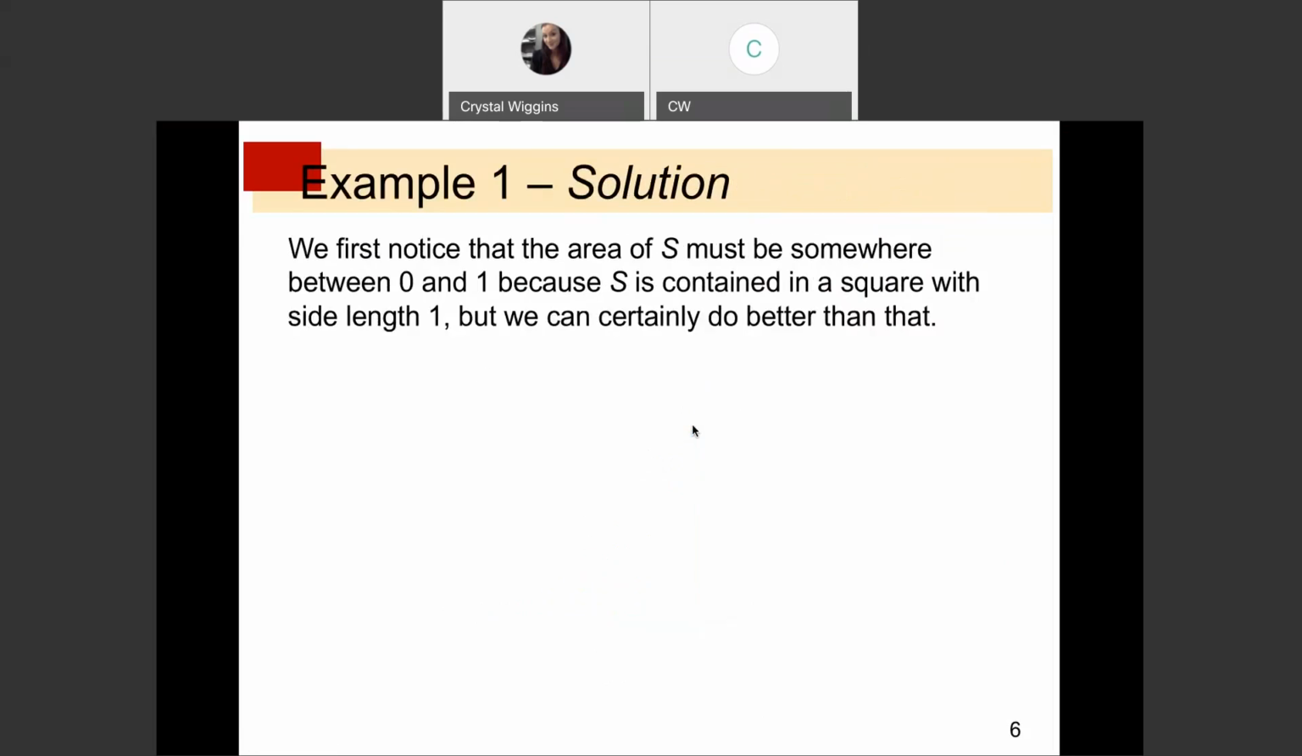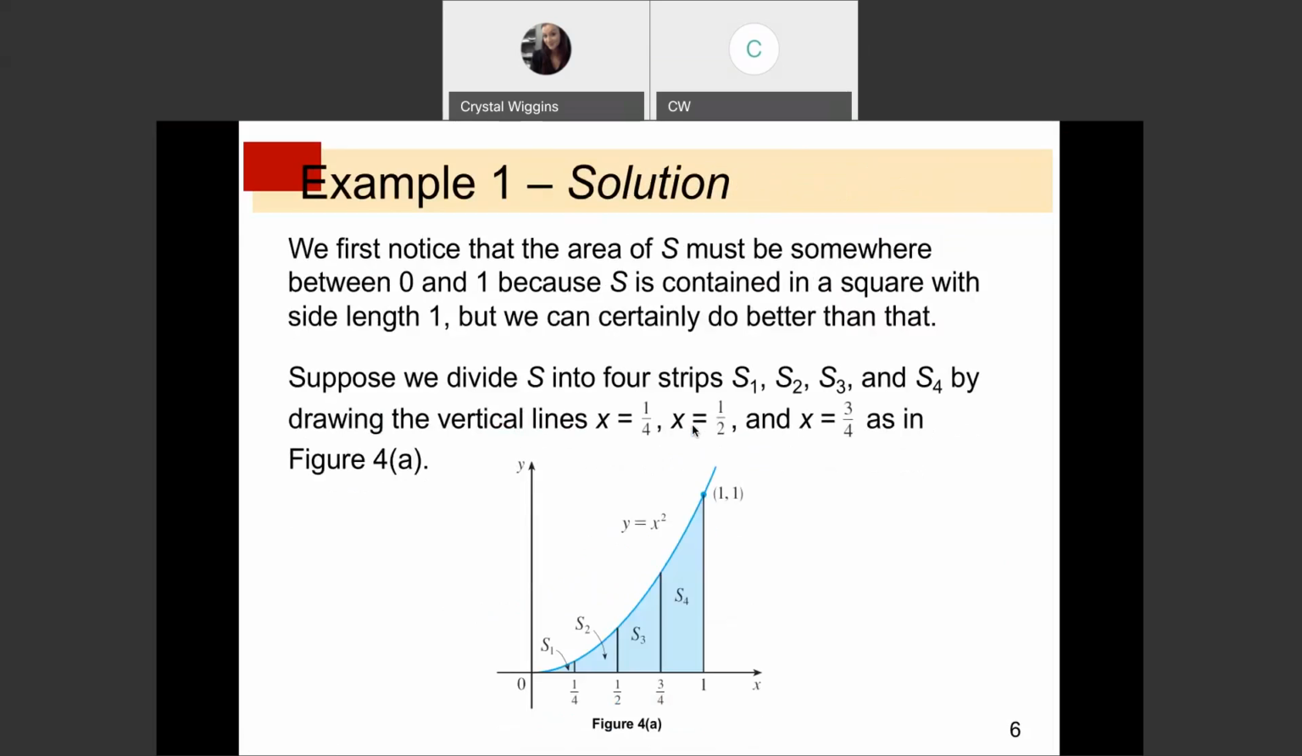because S is contained in a square with side length of 1, but we can certainly do better than that. So suppose we divide S into 4 strips, S1, S2, S3, and S4, as seen in the picture below, by drawing the vertical lines at x equals 1/4, x equals 1/2, and x equals 3/4.